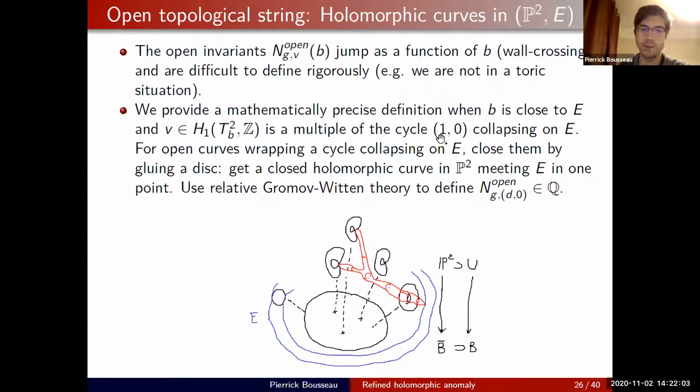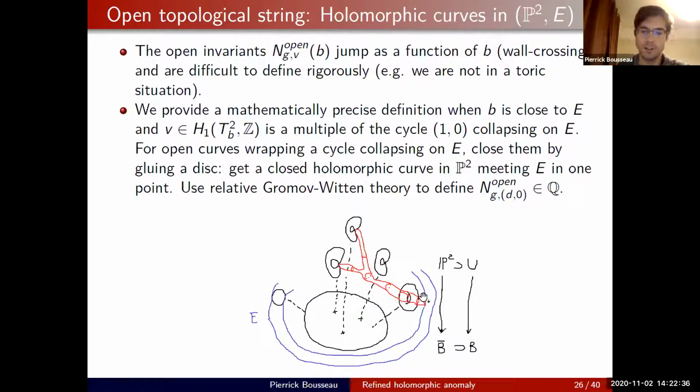And I call (1,0) this particular cycle collapsing to a point. And now if you have an open curve whose boundary wraps this particular (1,0) cycle, you can just get a closed curve by gluing in a disk, touching the elliptic curve in one point. Because this cycle is shrinking to a point, you get a disk, and you can just glue there a holomorphic disk to get a closed holomorphic curve.